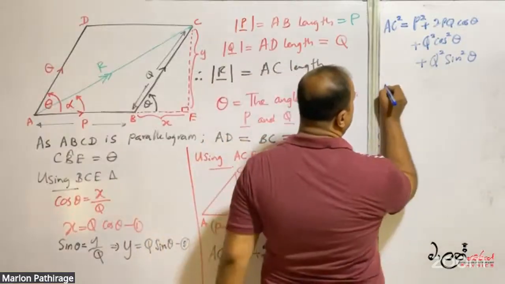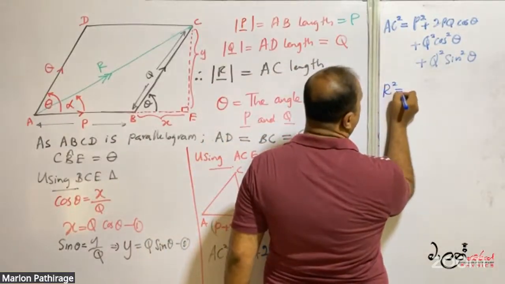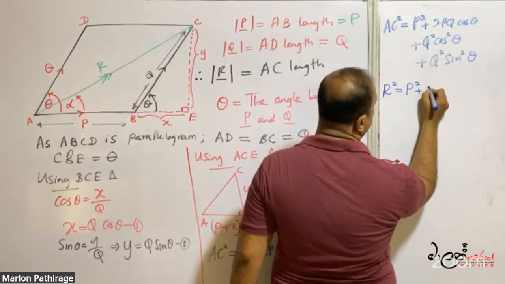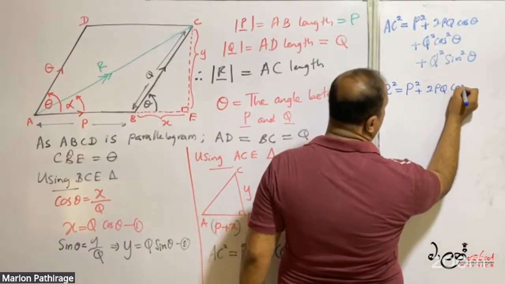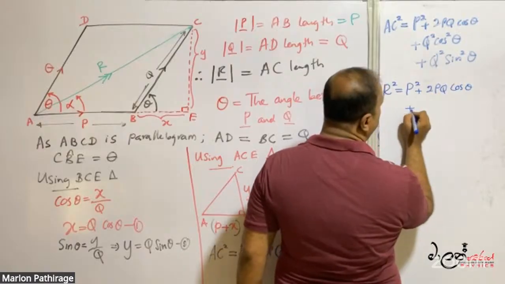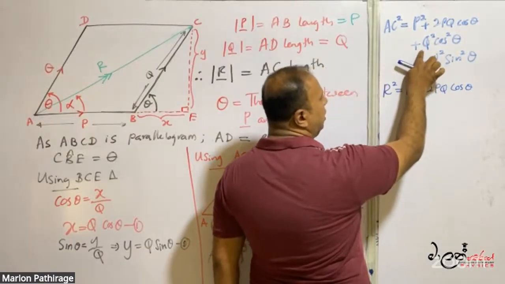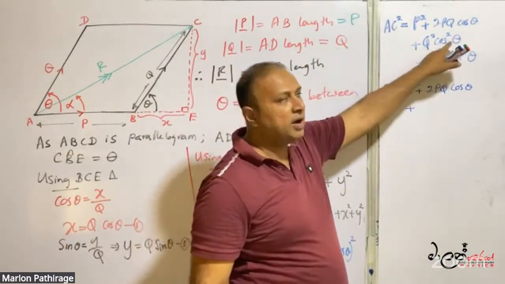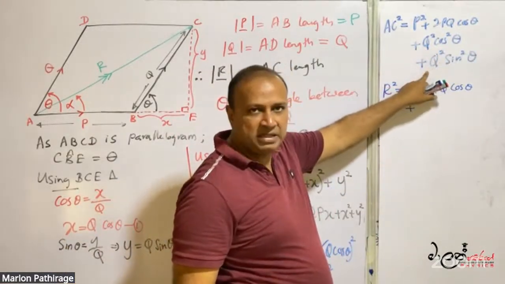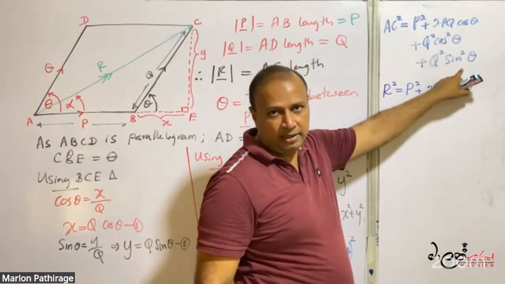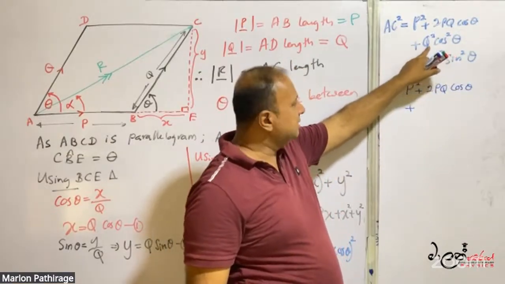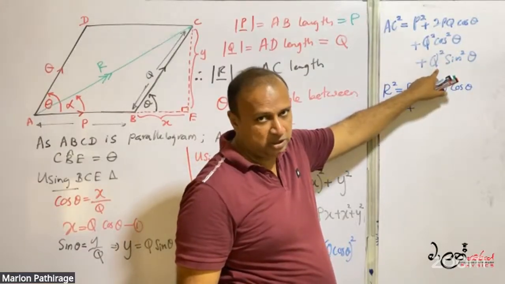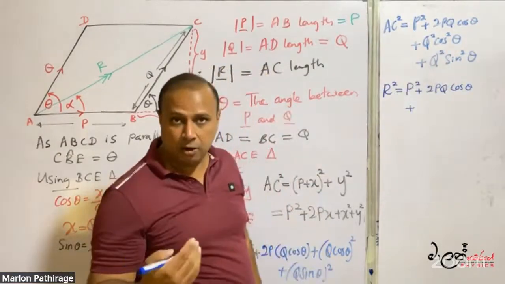Therefore, R squared is equal to P squared plus 2pq cos theta plus q squared cos squared theta plus q squared sin squared theta. See, q squared is a common factor for these two terms. Therefore, you can take it out.